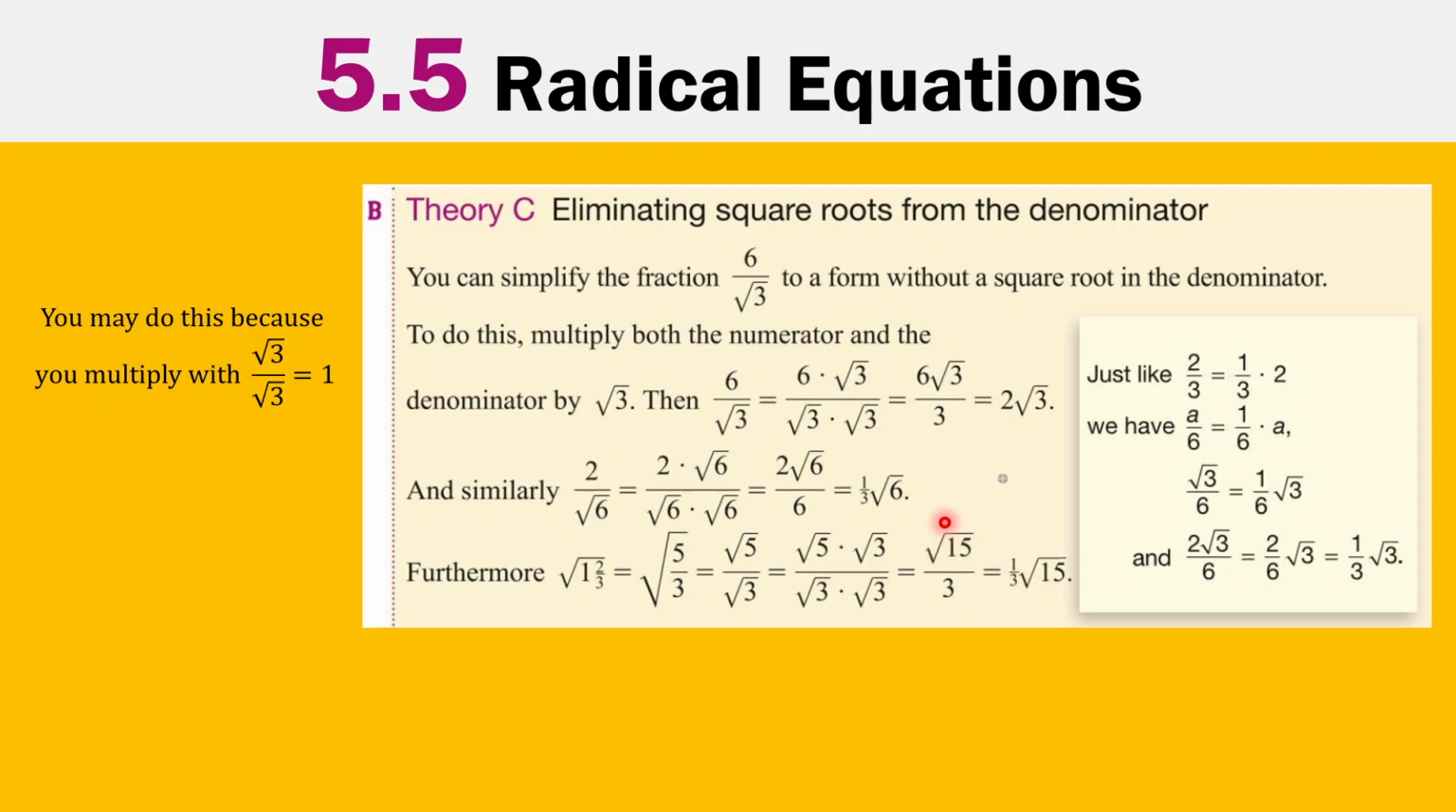And here I can rewrite that as 1 over 3 root 15. Right, bang the root 15 outside of the brackets, just as we did here. I say brackets, but I mean fraction. Sorry.